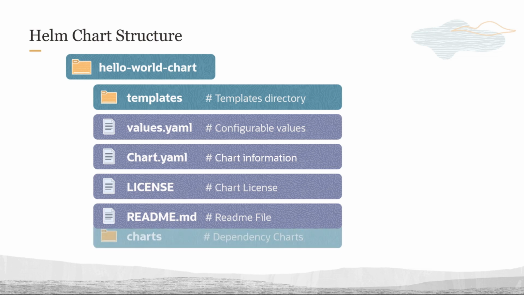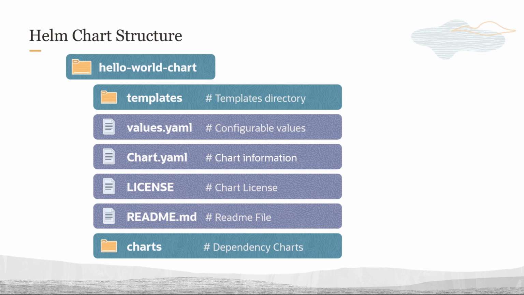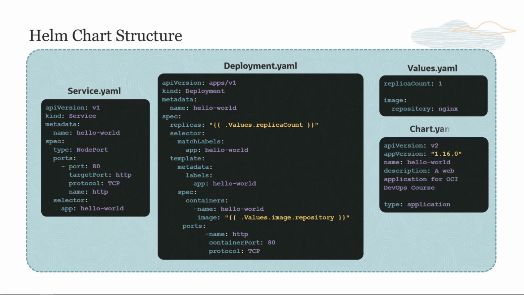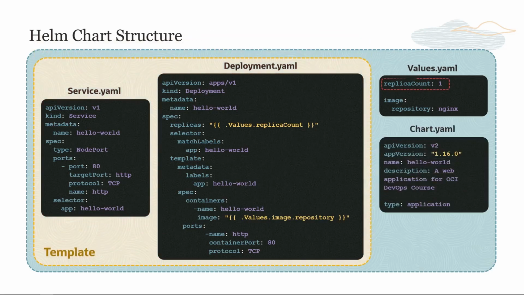And we have the charts directory. Manually managed chart dependencies can be placed in this directory. Charts can also contain files that describe the installation, configuration, usage, and license of a chart. In Helm, it can be understood that a chart mainly contains two types of files: template files and configuration files. There are usually multiple template files and one configuration file.